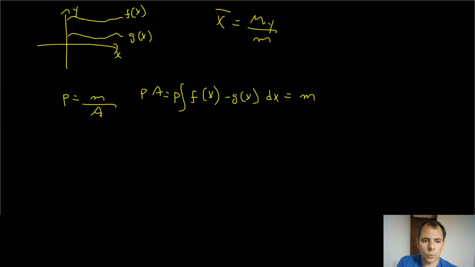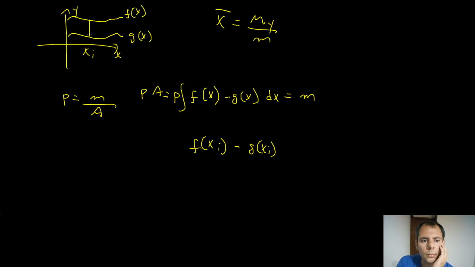Now, if you're integrating with respect to x, what you care about is this vertical thing here. Oh, it's not vertical, but pretend it is. Okay, now it's perfectly vertical. So you want to find the mass of this infinitely narrow rectangle. What do you do for this one? This one is going to be f of xi minus g of xi. You have to pretend that this is xi.